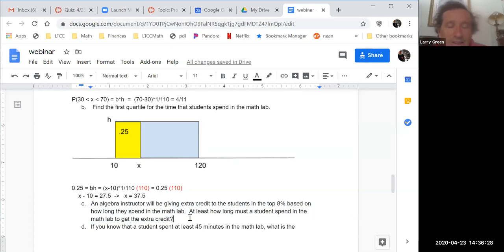You draw basically the same picture, except that the yellow will be on the right instead of the left. And instead of x minus 10, you'll have 120 minus x times 1 over 110 equals 0.08. Then you solve for x and you get 111.2. Is there anyone that needs a full explanation of this? Okay, all right, then I think we're going to move on.